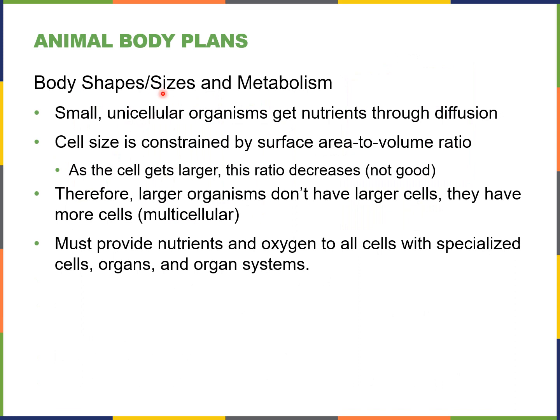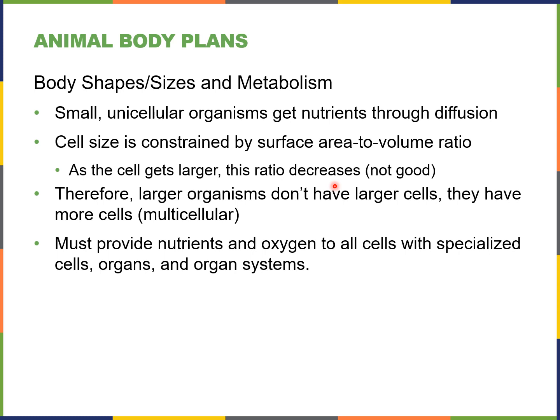So talking now about body shapes, sizes, and metabolism, we'll go a little bit further into metabolism as well, but small unicellular organisms get their nutrients through diffusion. So they're actively diffusing nutrients into their body, and they're not necessarily taking in nutrients by eating or sometimes even by photosynthesizing. So we know that our cell size is constrained by surface area to volume ratio. So basically we want to have a good ratio of surface area to volume. And as your cell gets larger, that ratio decreases, which isn't good, right?